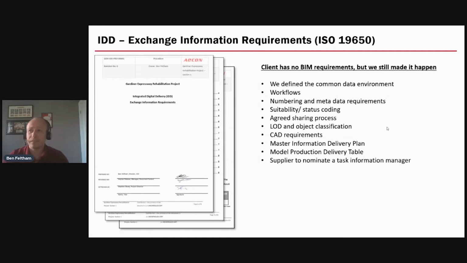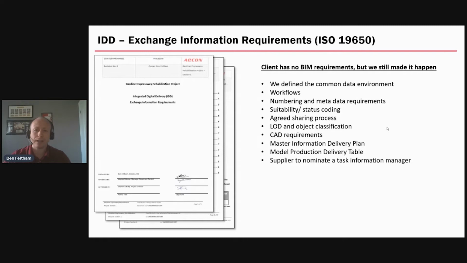So I am of the opinion, as much as I need the client to give me the requirements, I can still do this, and I can still do this to the benefit of Aecon. Although we didn't have any BIM requirements on this particular contract, we did have a CAD standard, a survey standard, and a document control procedure to work to. So we pulled that all together and built our exchange information requirements, and we used this to feed to our supply chain.